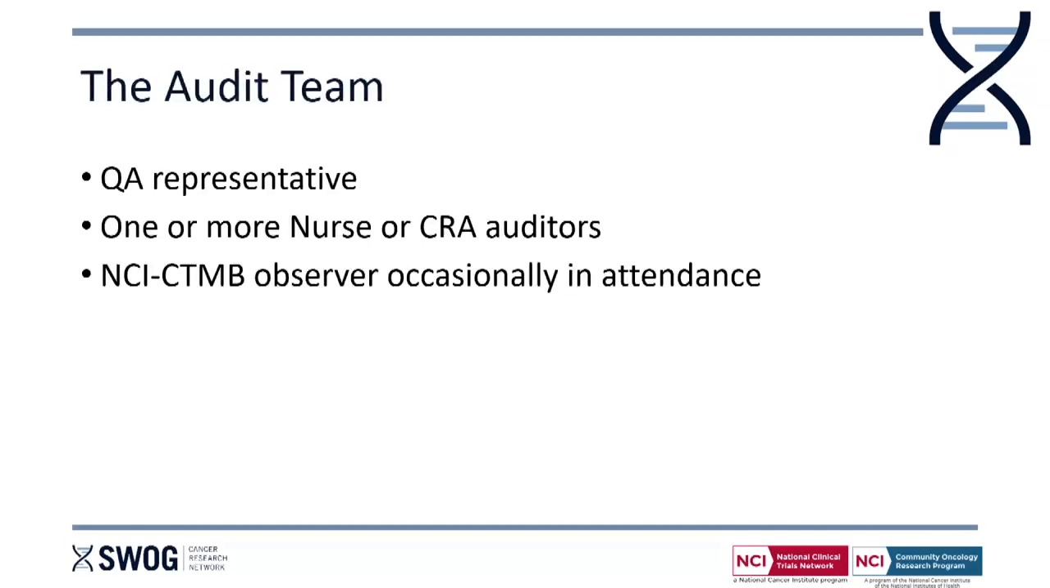So what does the audit team look like? It's a QA representative that can be a non-nurse auditor who's usually the lead. It'll be one or more nurse or CRA auditors. And then it can occasionally be an NCI observer that will come with us. That doesn't happen very often, but they're always invited to come along if they want to come with us.